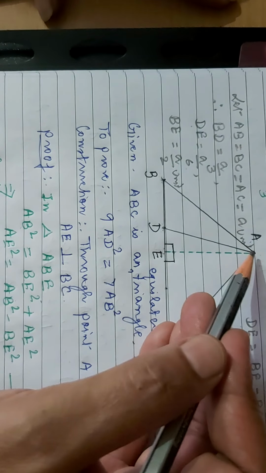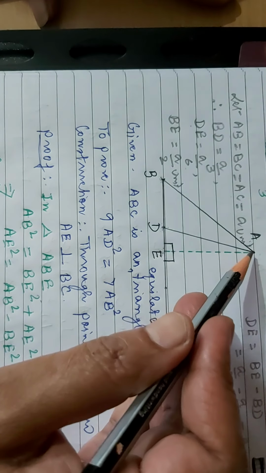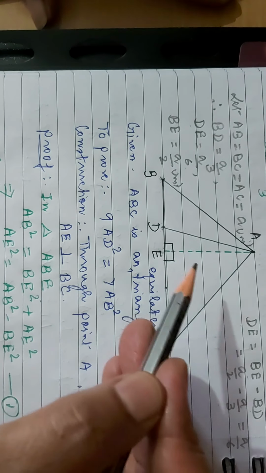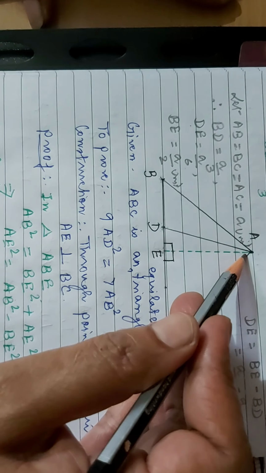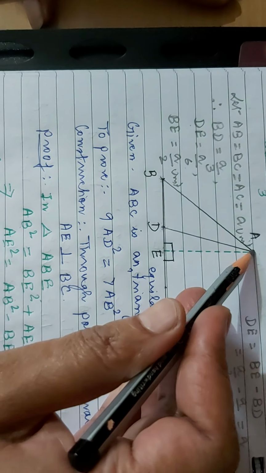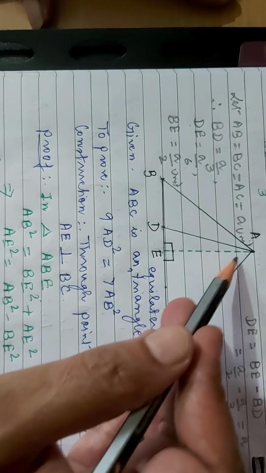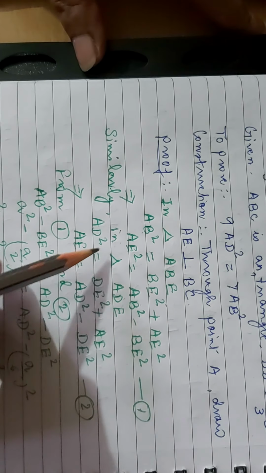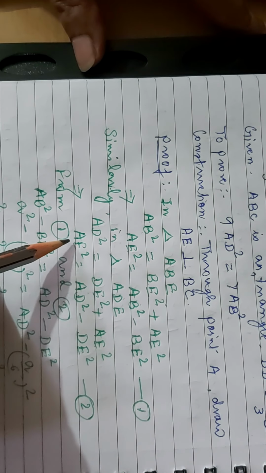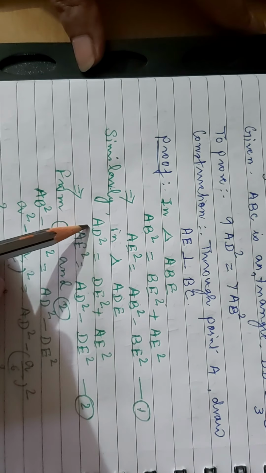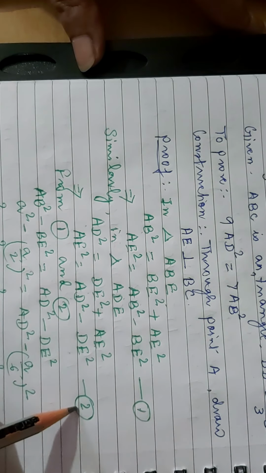Now similarly, consider the triangle ADE. Earlier we considered the triangle ABE, now we are considering the triangle ADE. Using Pythagoras theorem, because ADE is also a right angle triangle, AD square will be equal to DE square plus AE square. So AE square we can write as AD square minus DE square. Let us consider this as equation 2.